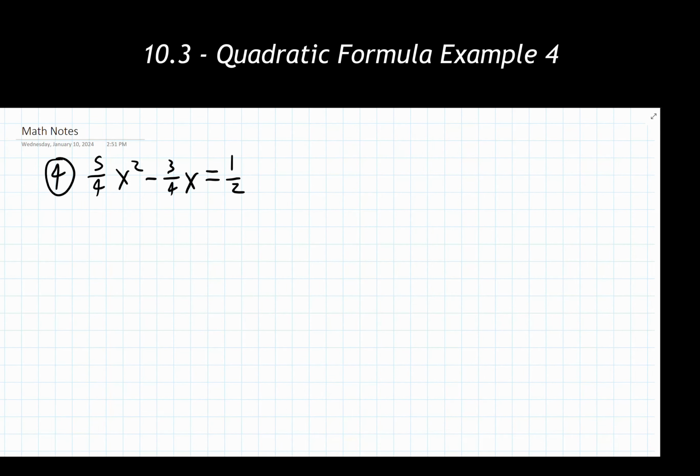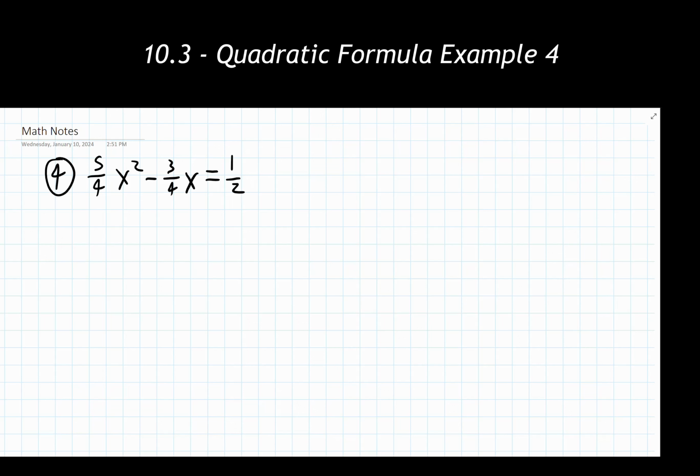So here we have our final example of using the quadratic formula, and of course we have to talk about if we have fractions showing up. Similar thing would show up if we have decimals, or similar process if we have decimals, but either way, let's take a look at fractions. Everyone's favorite thing to deal with in math, right?